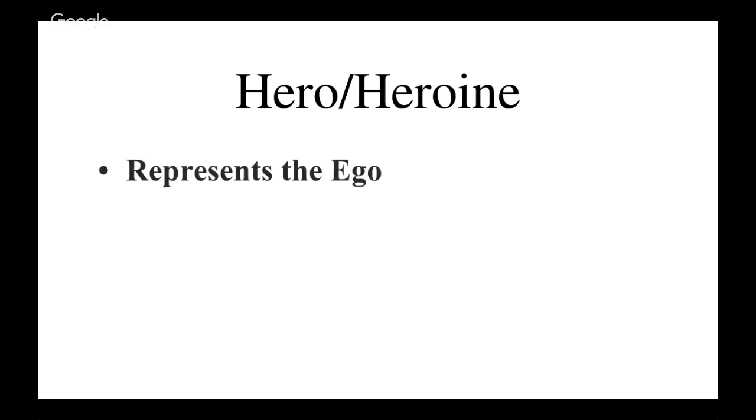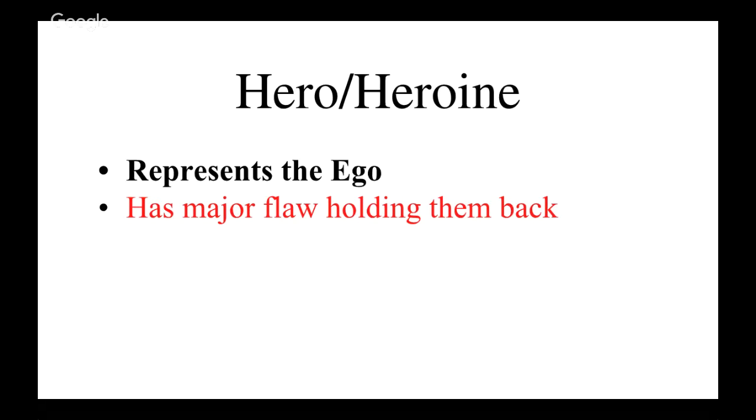All right, so the hero and the heroine, they represent the ego. Now, why is that important? Well, we'll get to that in a second. The hero or the heroine has to have a major flaw that's holding them back. Just like I said a second ago, the shadow should have a saving grace. The hero can't be perfect. If you make them too perfect, then they're not believable either. And as a matter of fact, if you can make this flaw something that the audience is struggling with, this is where you really need to evaluate who you are writing your book for.